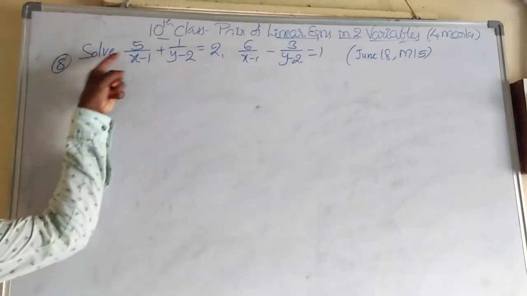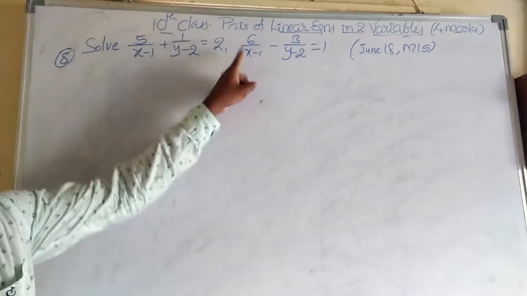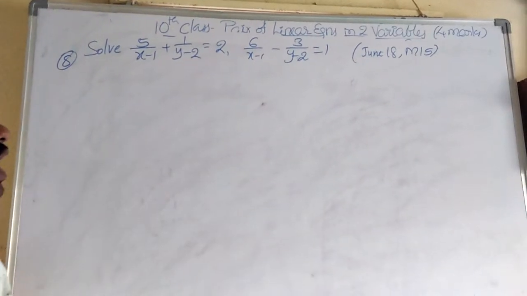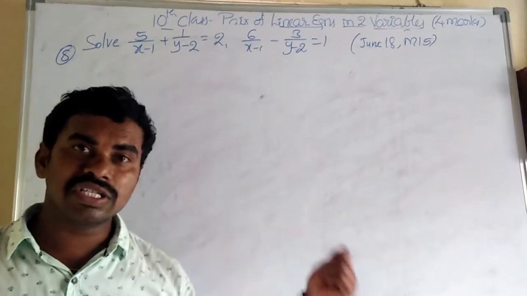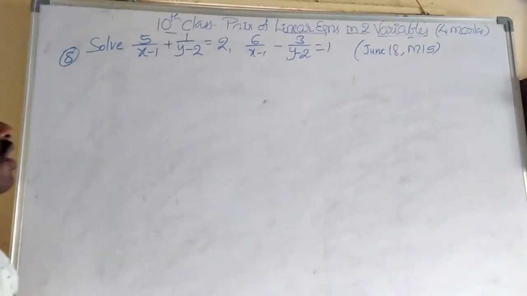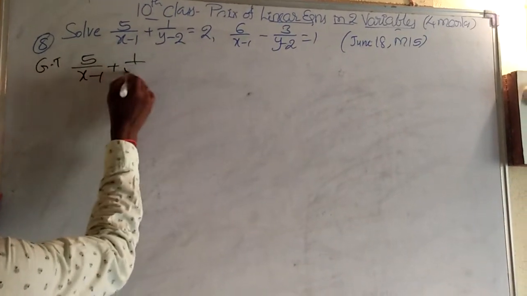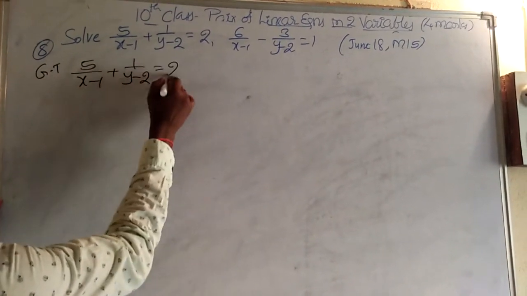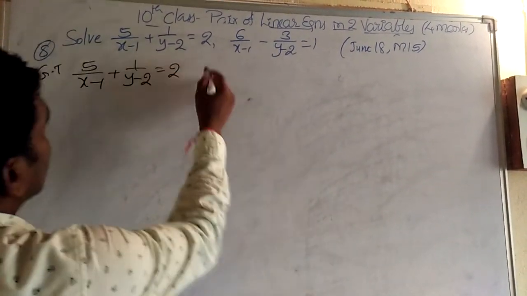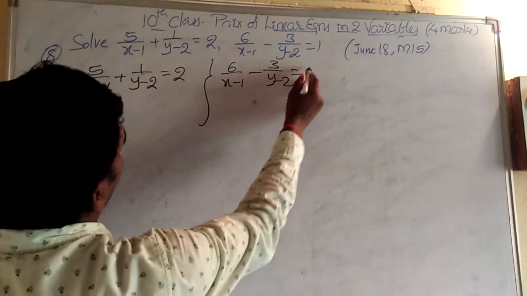That is, solve 5 by x minus 1 plus 1 by y minus 2 is equal to 2, and 6 by x minus 1 minus 3 by y minus 2 is equal to 1. Now we can extend the question by reducing it into a pair of linear equations and solve the equations.